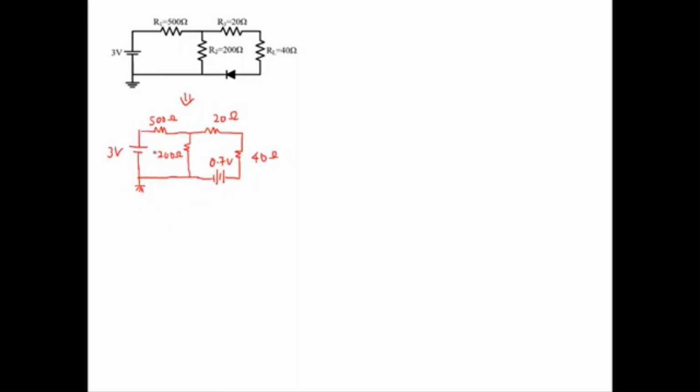So how to use the mesh analysis? You identify the loops. Let's say we use this loop. This is the first loop, and this is current I1, and this is the second loop, the current is I2. So first, for mesh analysis, you need to do the KVL for every loop. The first is the loop I1.